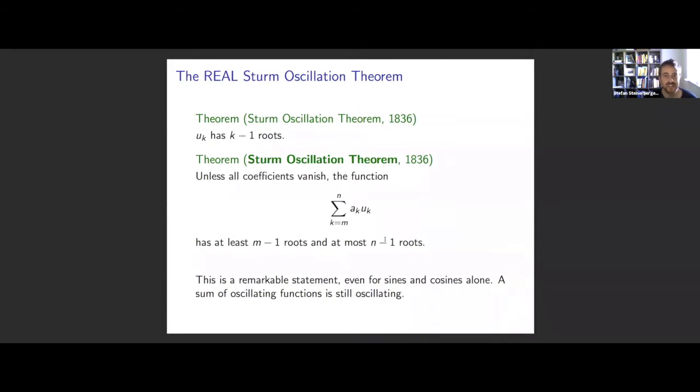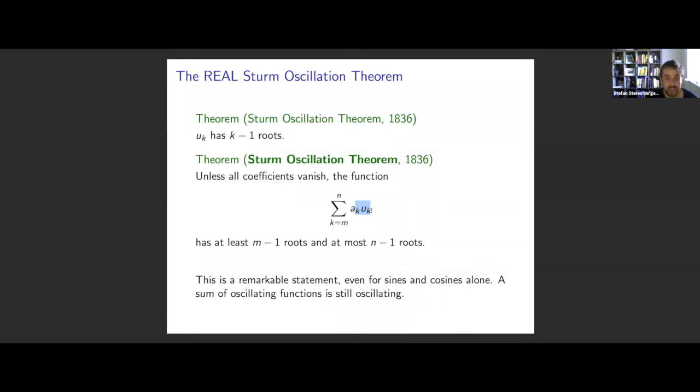So I'm trying to distinguish this: there is the Sturm oscillation theorem that you find in the textbooks or in Wikipedia or in lecture notes. And this is the actual Sturm oscillation theorem. And it's much, much, much stronger. It says, unless all the coefficients vanish, a linear combination of eigenfunctions of this differential operator from m to n has at least as many roots as the lowest frequency object, and at most as many roots as the highest frequency object.